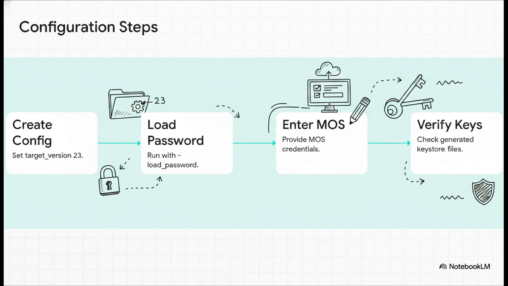Next, run the Auto Upgrade tool with the load password parameter. It'll prompt you, and you just type in your My Oracle Support credentials. Finally, verify that the system automatically generated the secure key store files in your designated directory. Boom, your credentials are now safely locked away.